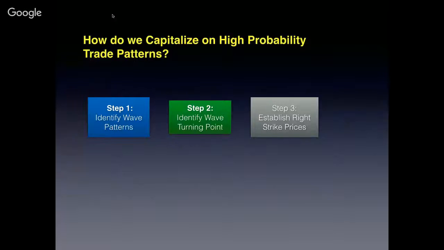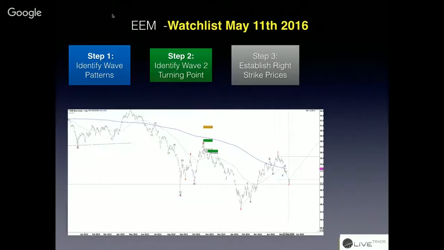Step 1 will be identifying the wave patterns. Step 2, you use the Fibonacci retracement to identify turning points of the wave patterns. That's where you will be able to establish the right strike prices. Most of the time, I'll be choosing the support or resistance level as my target zone.